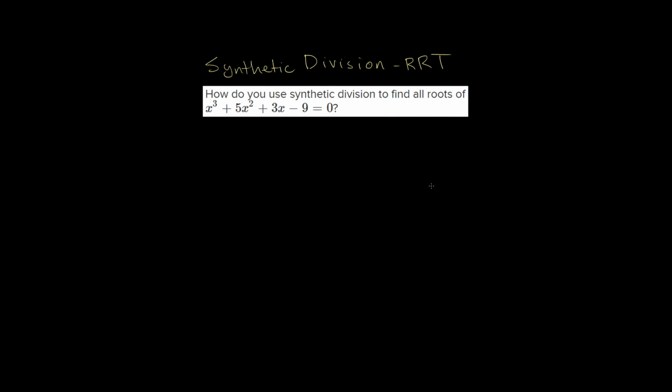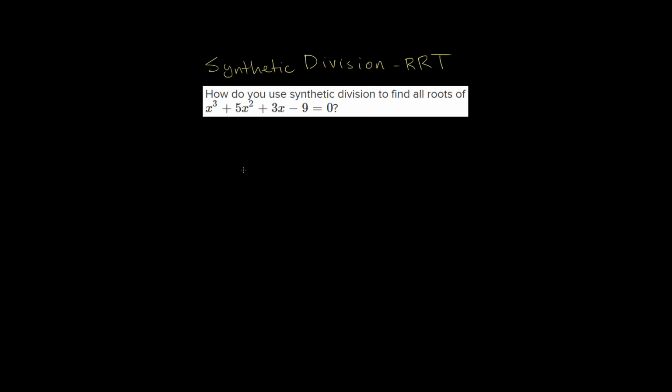In this video, we're going to work through an example involving using synthetic division to find the roots of an equation using the rational root theorem. The problem says, how do you use synthetic division to find all the roots of x cubed plus 5x squared plus 3x minus 9 equals 0?